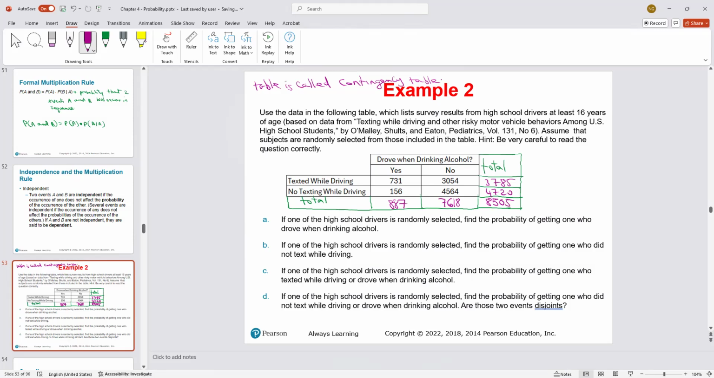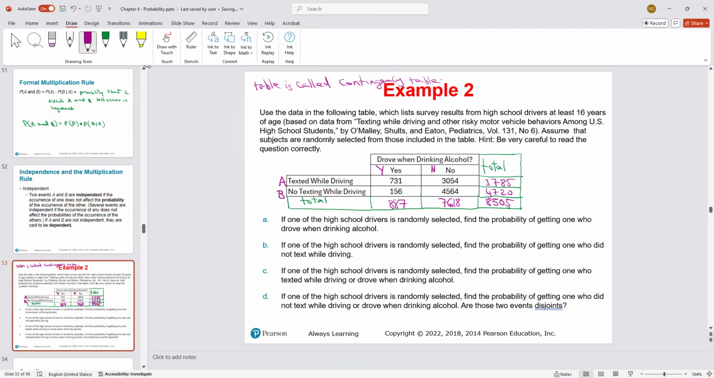The first question they ask us to do: what about we put in letters for this, because it's going to make it much easier for us. I'm going to call this one A. So when I do probability of A, probability of B. No text while driving is probability of A, and text while driving is probability of B. We're going to use Y for this one and N for the other one to make it shorter.